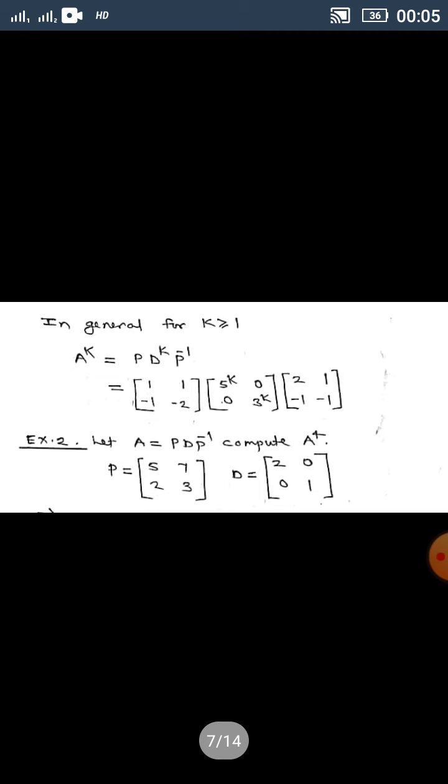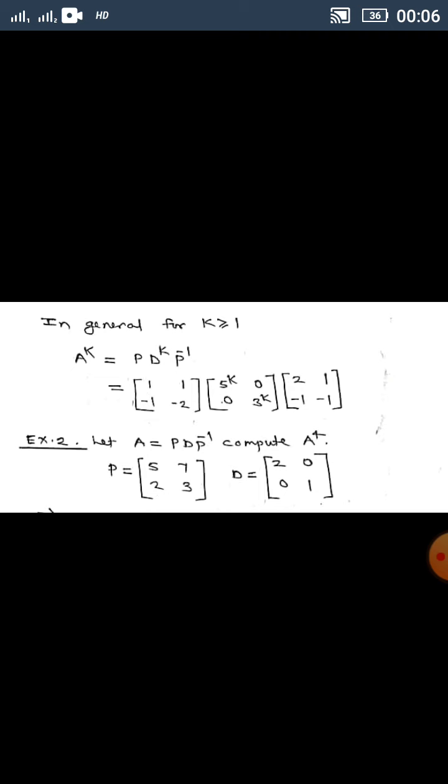In general, for k greater than or equal to 1, we can generalize A raised to k as P D raised to k P inverse. So P is [1, 1; -1, -2]. And for square we have 5 square, 3 square. For k we have 5 raised to k, 3 raised to k. And P inverse as [2, 1; -1, -1].